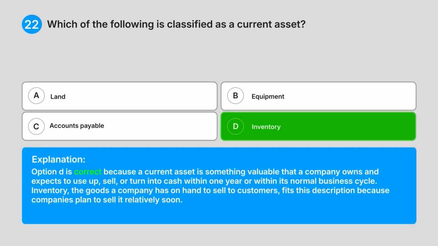Explanation. Option D is correct because a current asset is something valuable that a company owns and expects to use up, sell, or turn into cash within 1 year or within its normal business cycle. Inventory, the goods a company has on hand to sell to customers, fits this description because companies plan to sell it relatively soon.